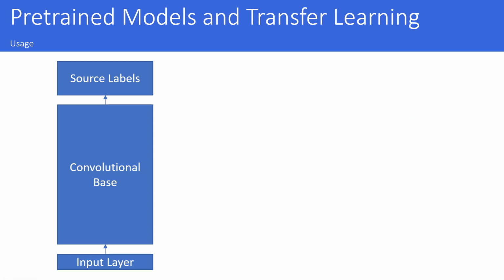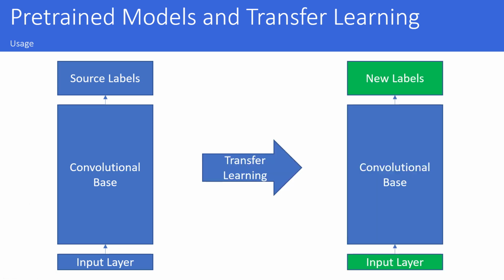How is it used? You can see a model that was already trained. It has an input layer, some convolutional base, which means lots of convolutional and pooling layers stacked together, and at the top a dense layer with some class labels. Now you want to apply transfer learning. You take the convolutional base of the pre-trained model and keep it. Together with some new input data and new dense layers at the top and new class labels, you can train the new model.